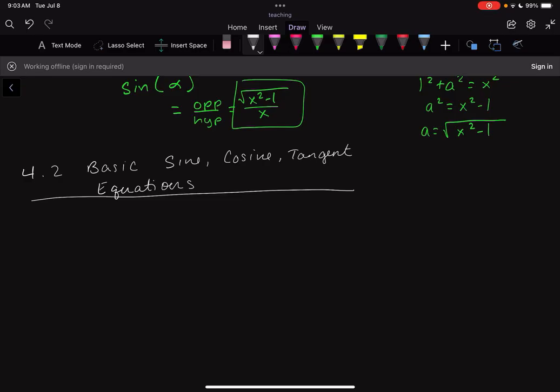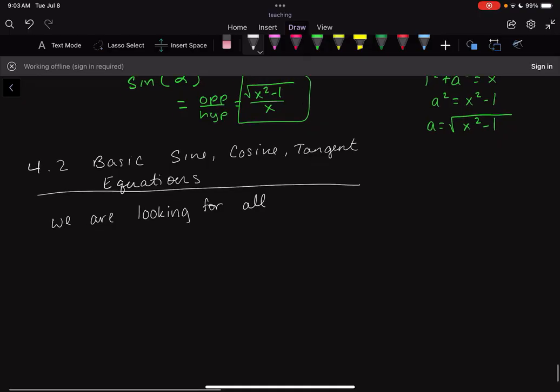So whenever you're dealing with an equation, here's what we have to remember. We are looking for all of our whatever variable it is. So let's say all like x that satisfy the equation.